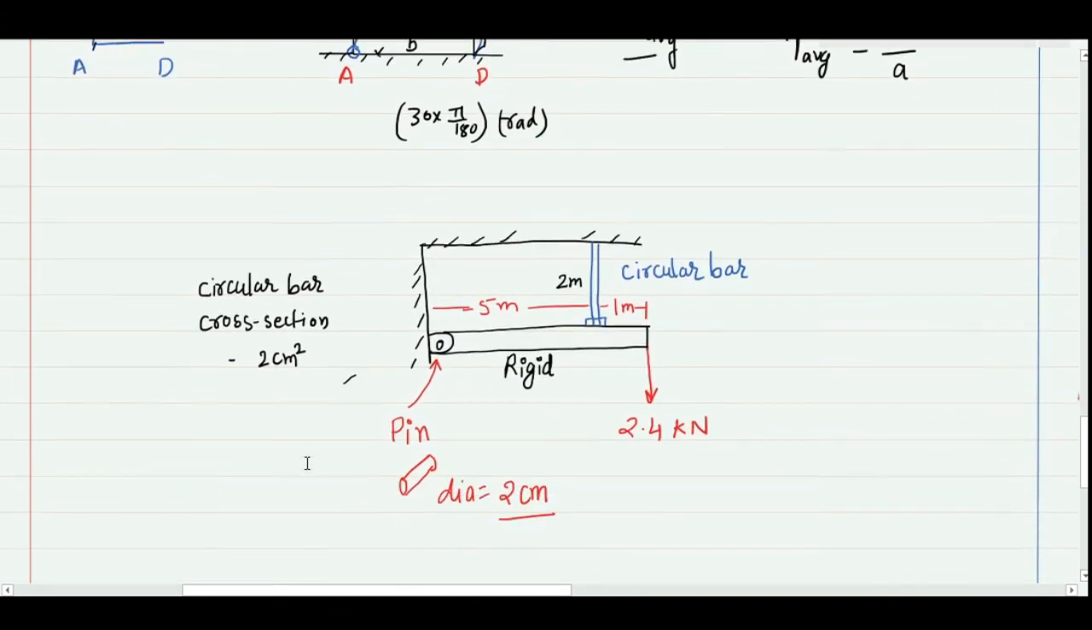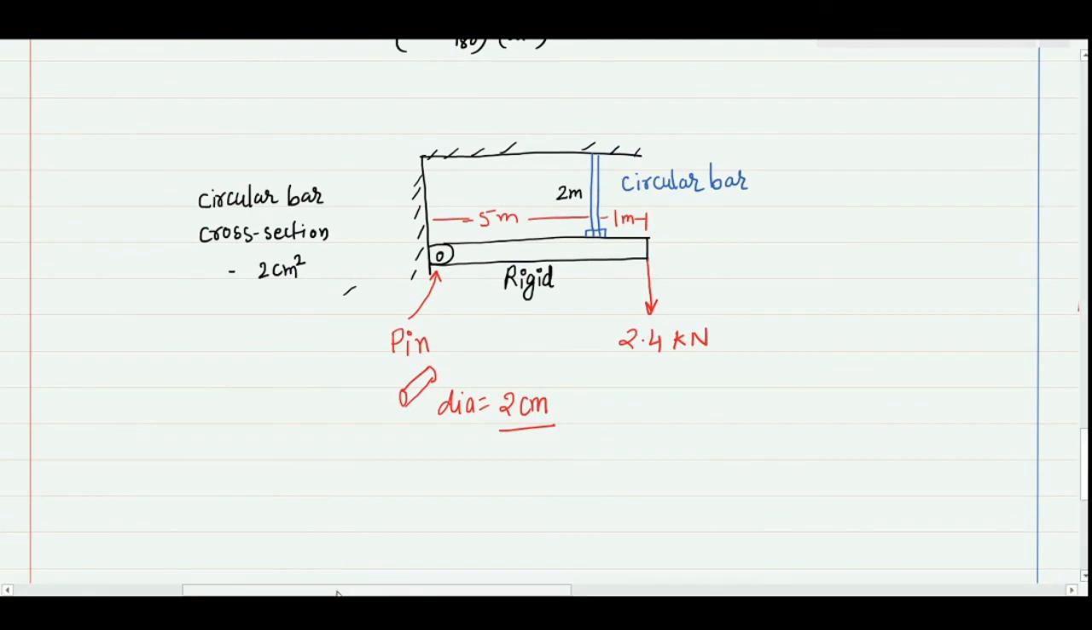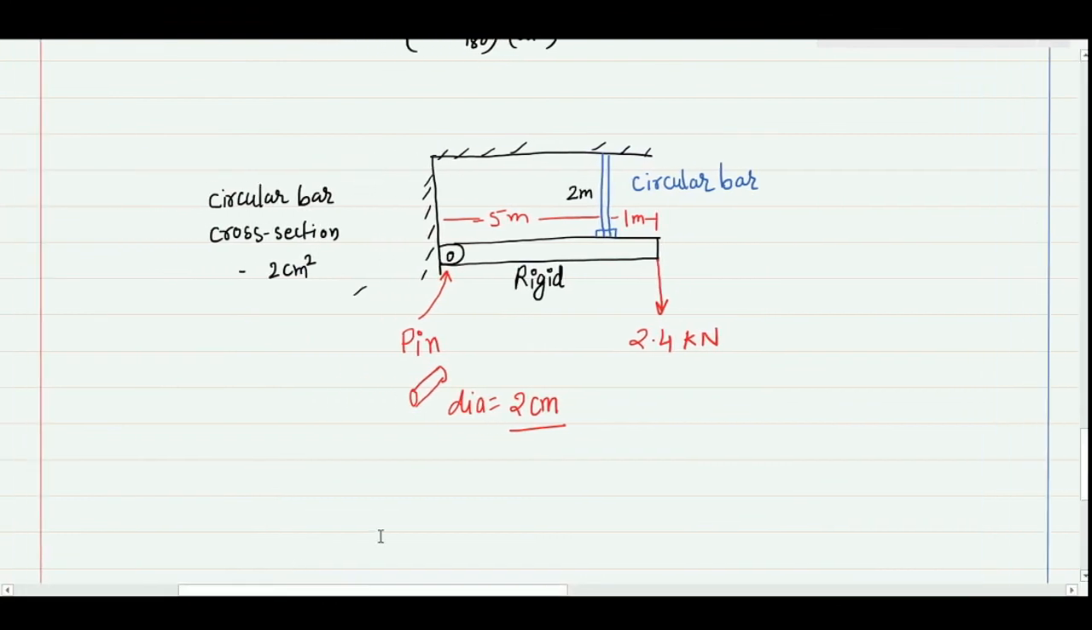After shear strain, let's solve the last problem of this session. In the next session, we will talk about temperature stress. So here is my problem. I have a horizontal rigid bar pinned at one end and connected to a vertical circular bar which is deformable. The cross section of the circular bar is 2 centimeter square, and there is a pin inserted at the pin joint, and the diameter of the pin is 2 centimeter. I am applying a force of 2.4 kilonewton at the tip, and I am interested in finding the stress in the vertical bar as well as the stress in the pin.